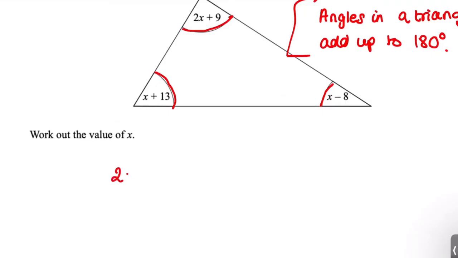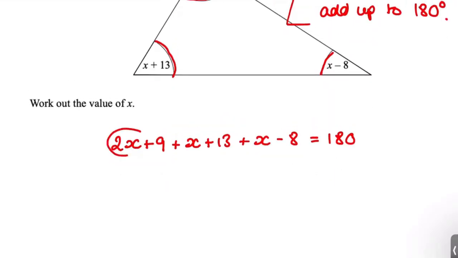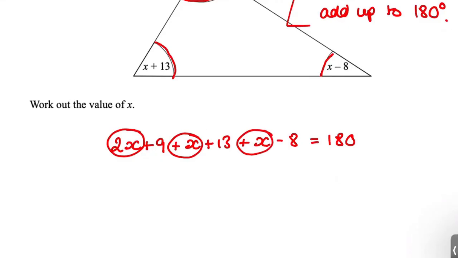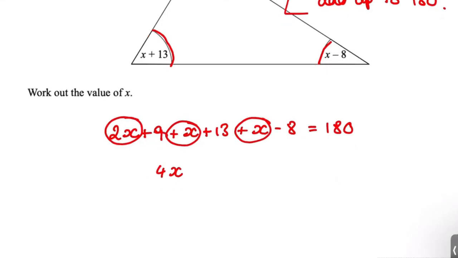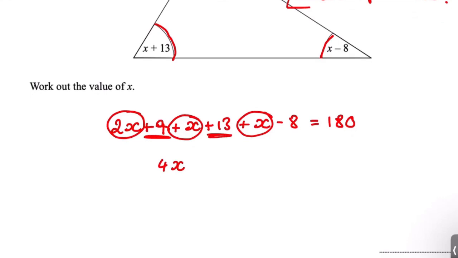So if we've got 2x plus 9, add x plus 13, and add x minus 8, the sum of all those angles must be equal to 180. So let's do a bit of simplifying first. We've got 2x, add x, add x. That's going to get us 4x. And then we've got plus 9, plus 13, minus 8. 9 plus 13 is 22, and then 22 minus 8 is 14. So we're going to have plus 14, and that's going to be equal to 180 degrees.